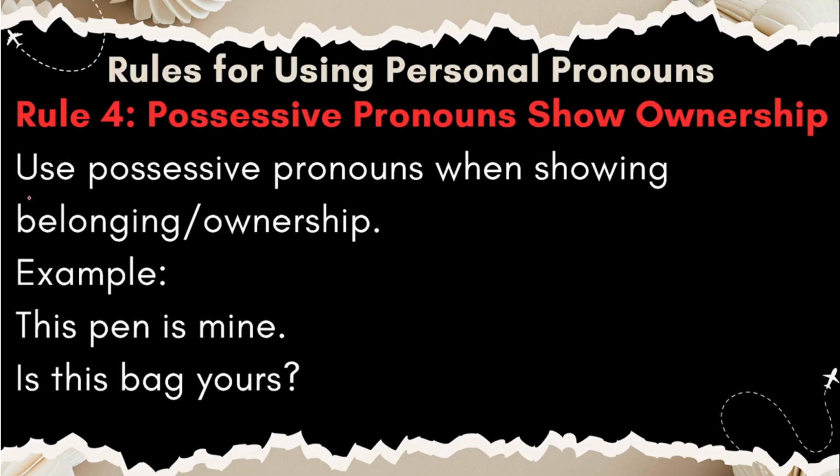The first one here, though it is rule number 4, is that possessive pronouns show ownership. We use possessive pronouns when showing belonging or ownership. This belongs to somebody. It belongs to me, so we know the right pronoun to use. This pen is mine. Should I say this pen is me? I'm not a pen. Is this bag yours? Or would you say, is this bag you? It would be absurd. No. So mine, yours, these are possessive pronouns.